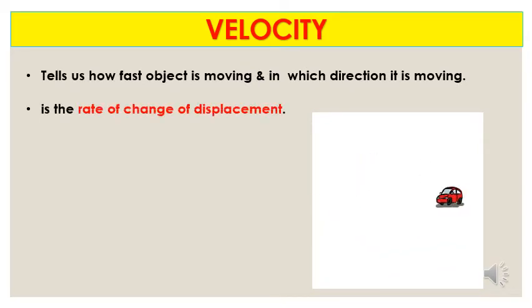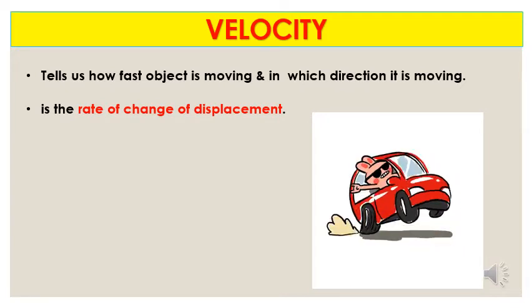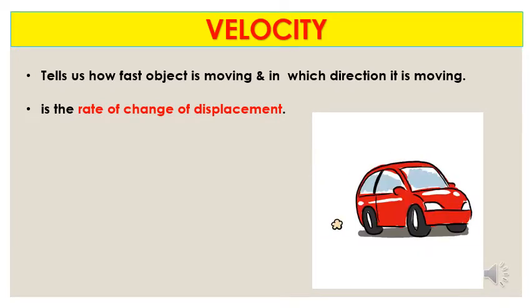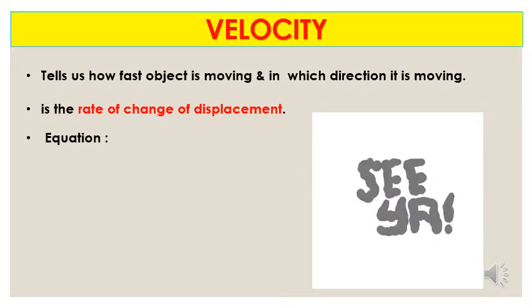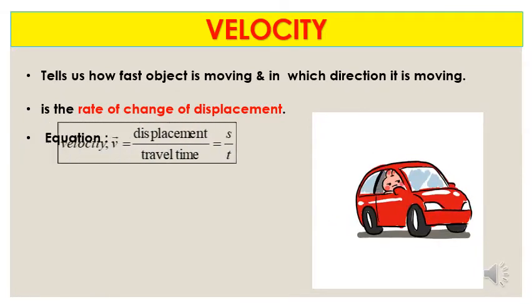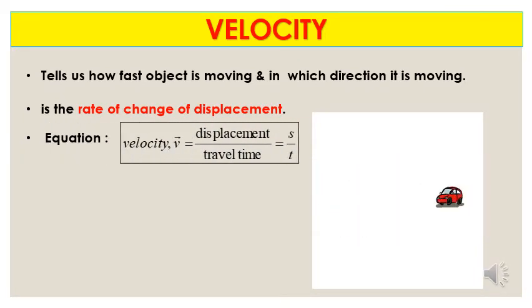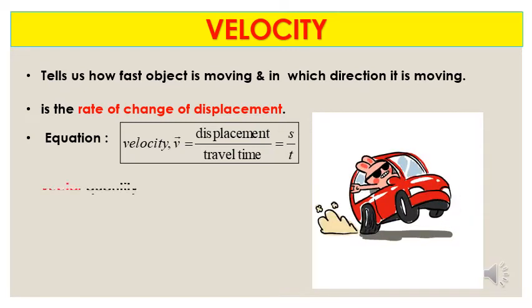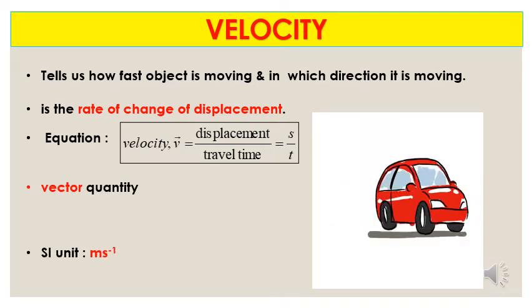In other words, velocity can be defined as the rate of change of displacement. The mathematical expression for velocity is displacement over time travel, or s over t. Velocity is a vector quantity and its SI unit is ms^-1.